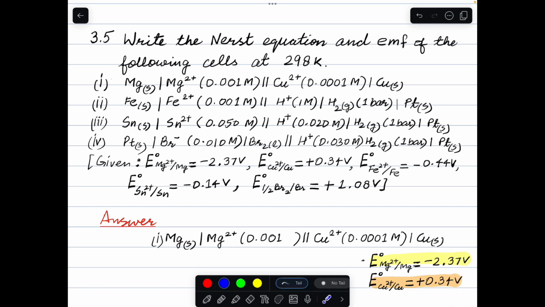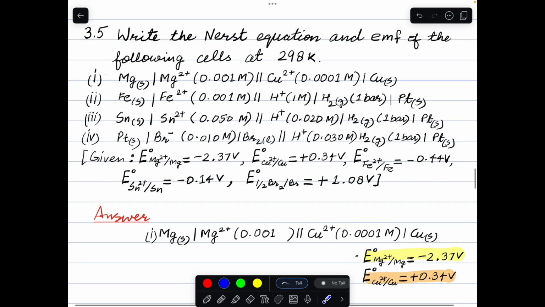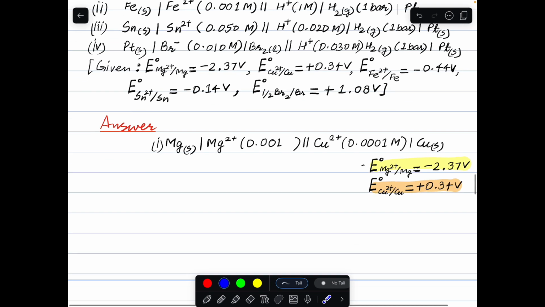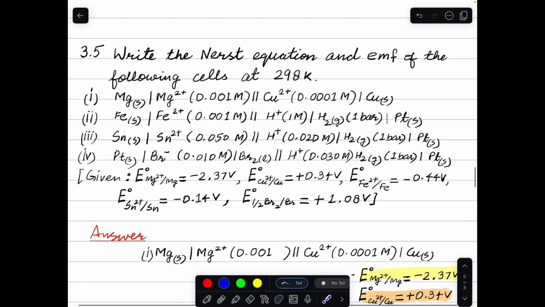In the question it is given, write the Nernst equation. We have to write the Nernst equation and the EMF of the cell, or E cell, at 298 Kelvin. 4 examples are given for the combination of cells, and their standard electrode potential values are also given. So we will solve one by one. For each case separately I have written the equation here so that it will be easy for us to find out what we have to calculate. We have to write the Nernst equation and calculate the EMF of the cell at 298 Kelvin.